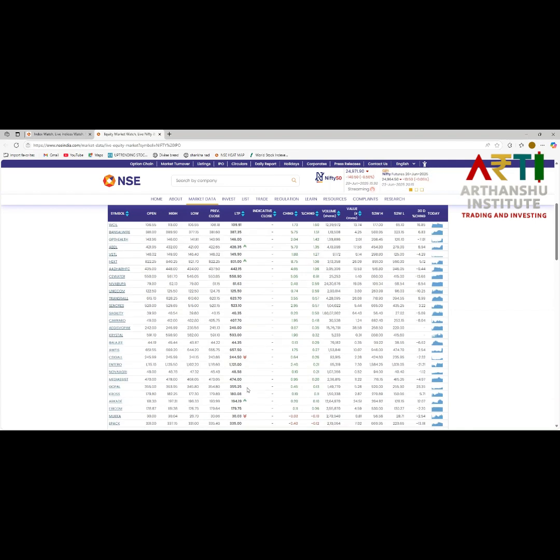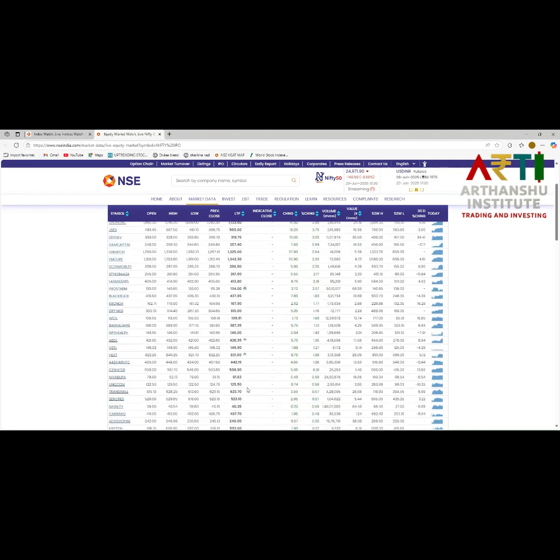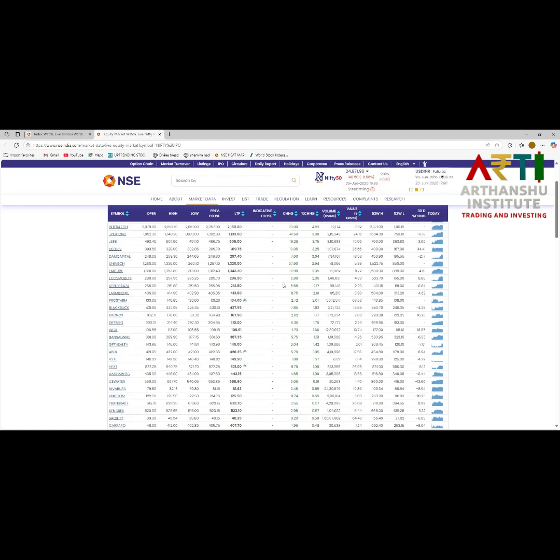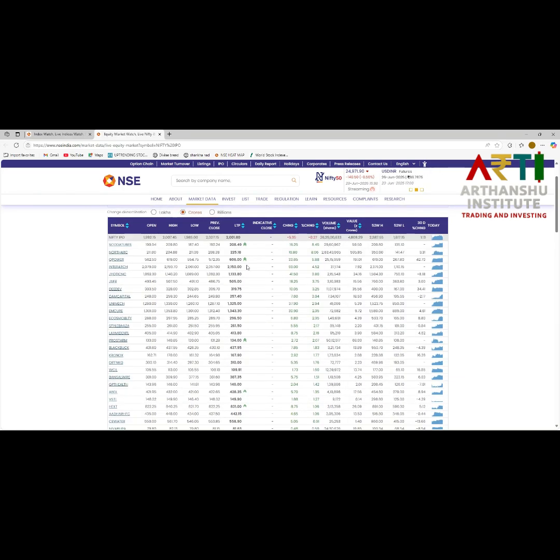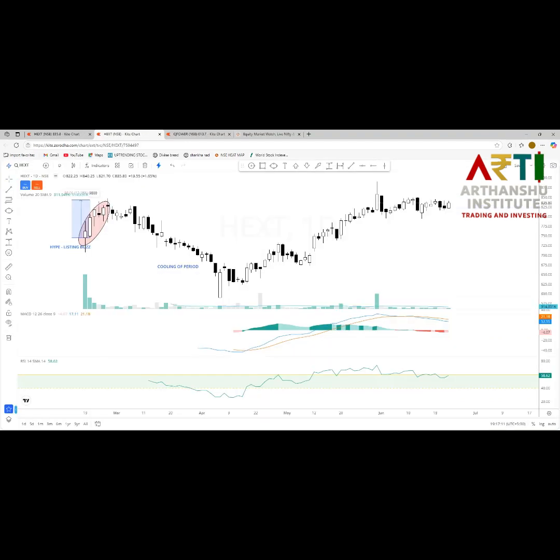So here we took two examples. First one is Hexatech, and this stock we also recommended in our equity group. And then we'll see Q Power. So let's go for Hexatech first and then Q Power.